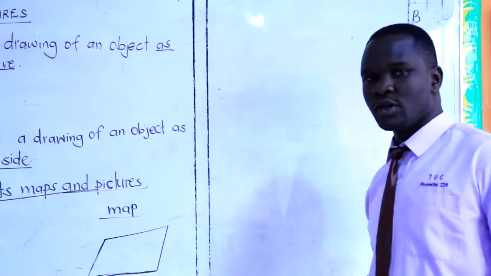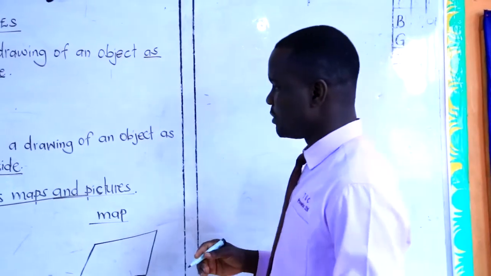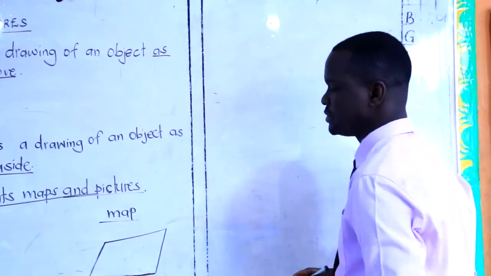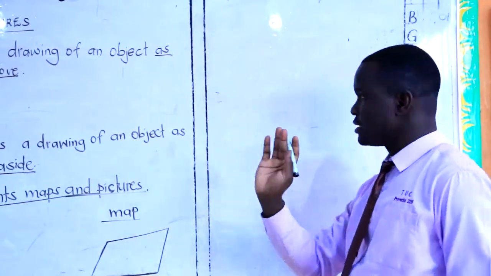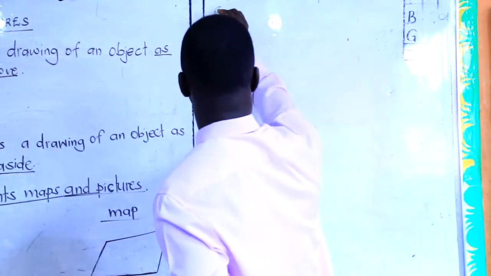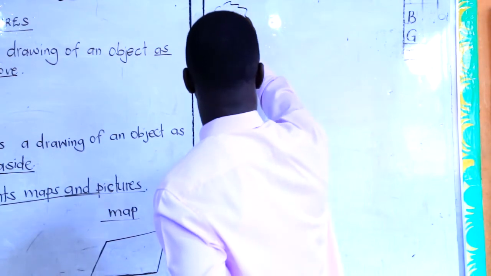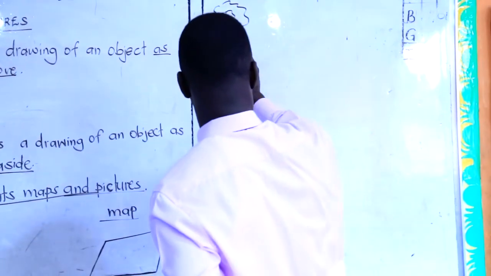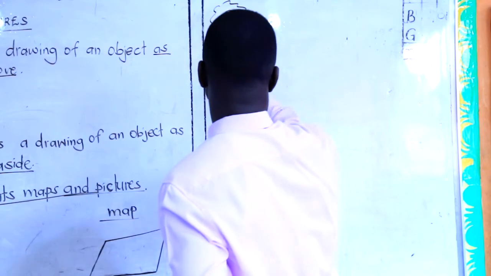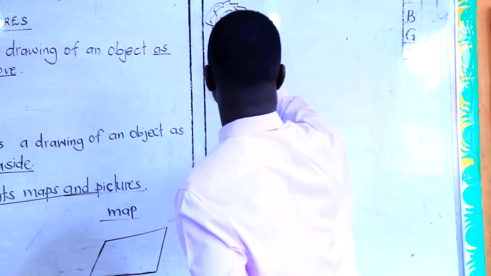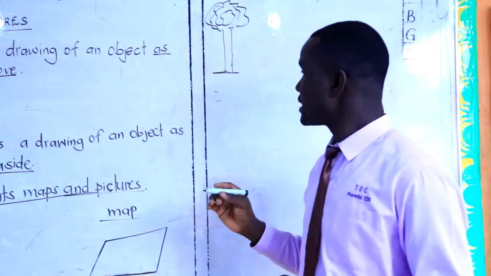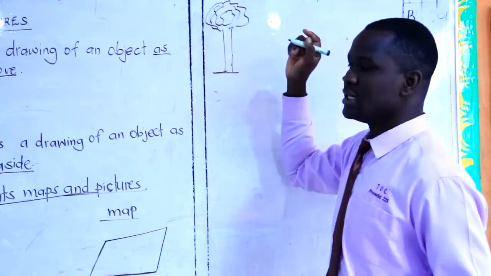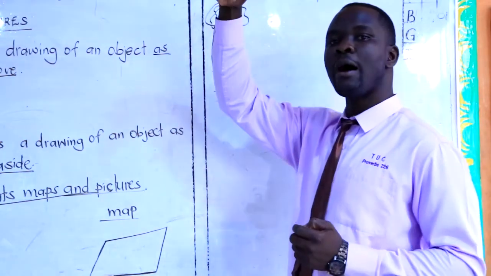If we are asked to draw the map symbol, the picture and the map of a tree. If we are seeing this tree from the side, we shall be able to have this tree drawn like this. Meaning this tree was drawn the way it was seen from where? Aside. Now we are going to look at drawing this tree the way it is seen from above.